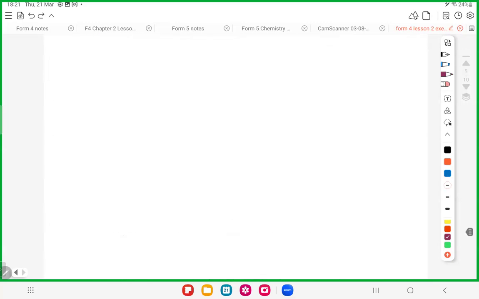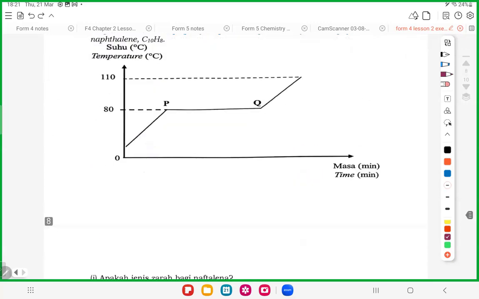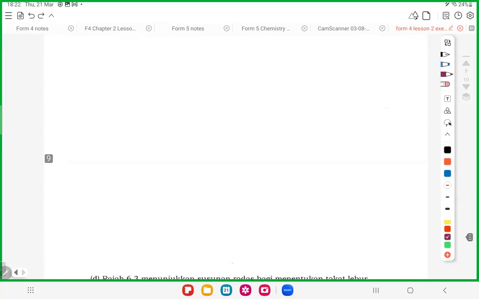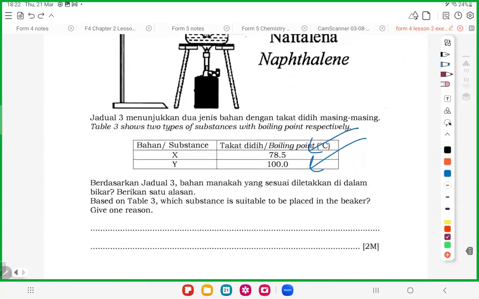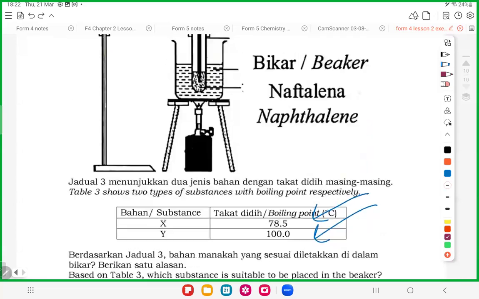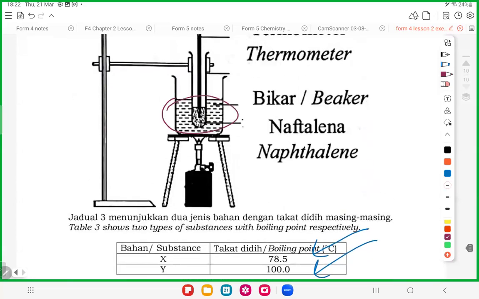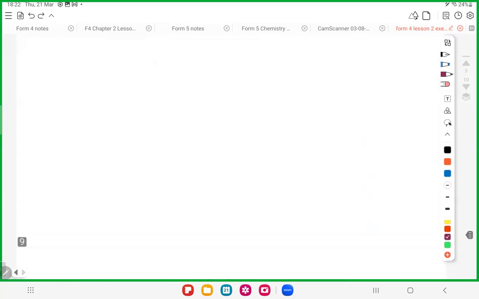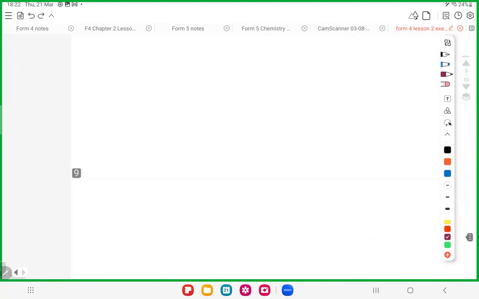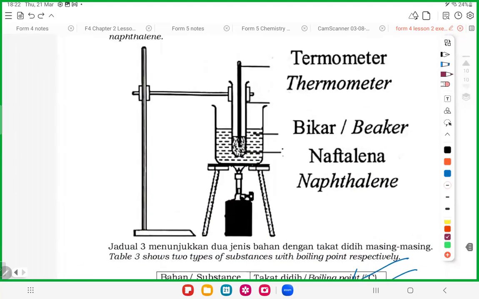This question asks us, what is the suitable material to be used? What is a suitable material that we can use here to put in a beaker? Give one reason. Okay, guys, this is naphthalene. Just now, if you can see naphthalene, what is the melting point? 80, right? Naphthalene, the melting point is 80, which means we need to heat until 80 degrees Celsius.